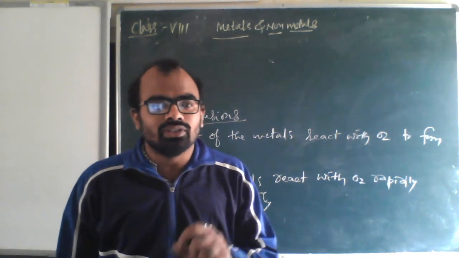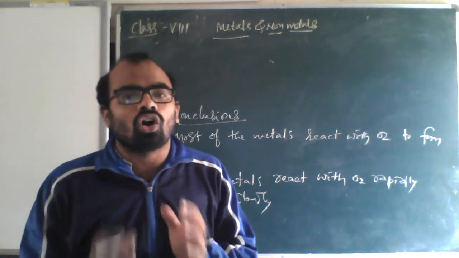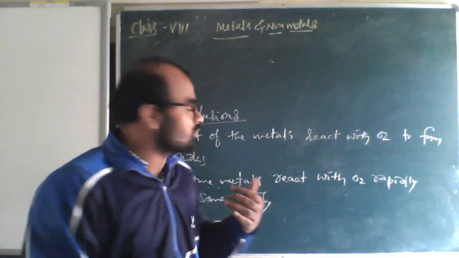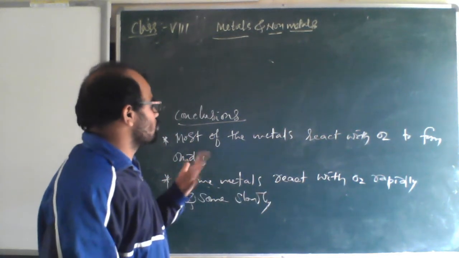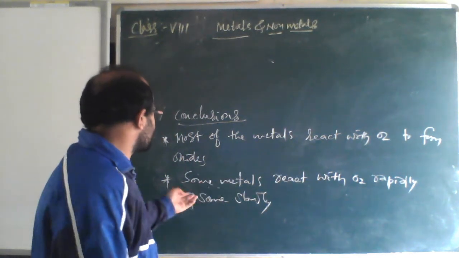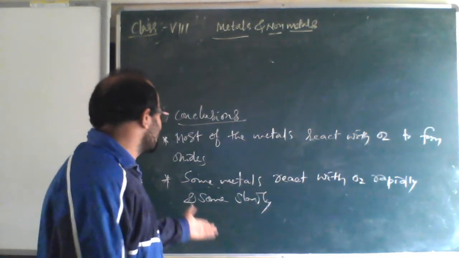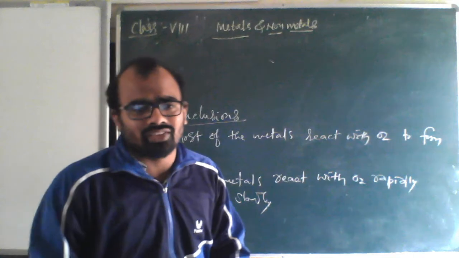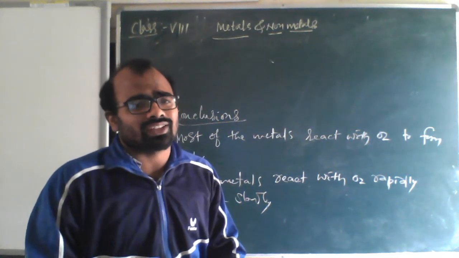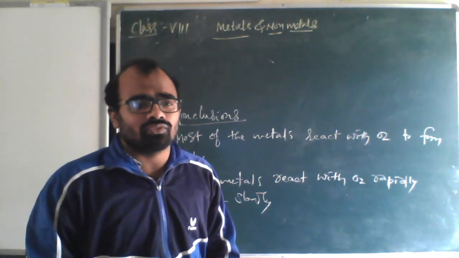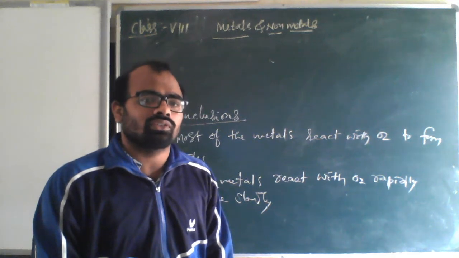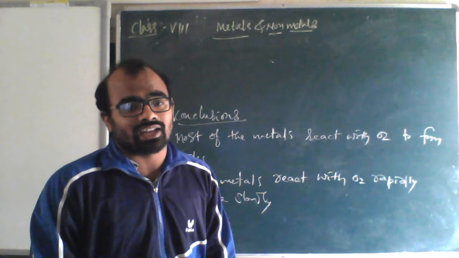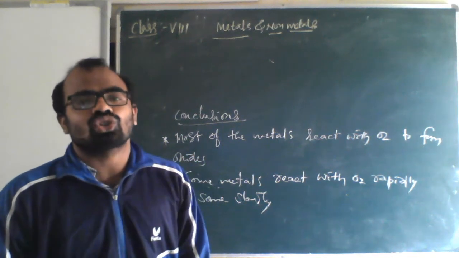I hope up to this point you are all clear. So we have seen conclusions. Most of the metals react with O2 to form oxides. Some metals react with O2 rapidly, some slowly, depending upon their position in the reactivity series. We have seen the reactivity series also. So if they are highly reactive, they react rapidly. If they are not highly reactive, they react slowly.